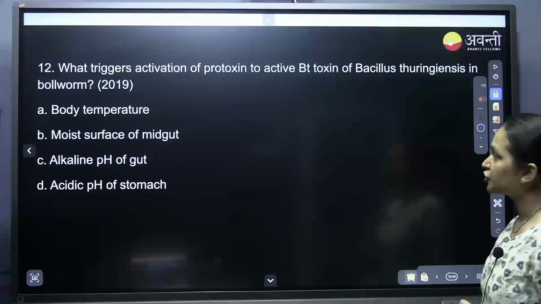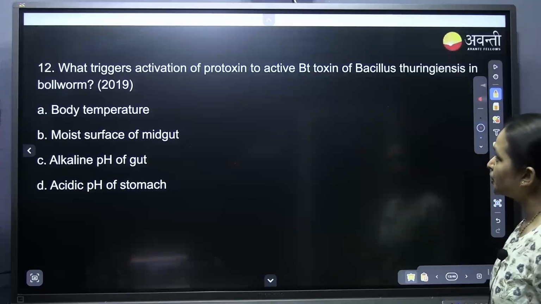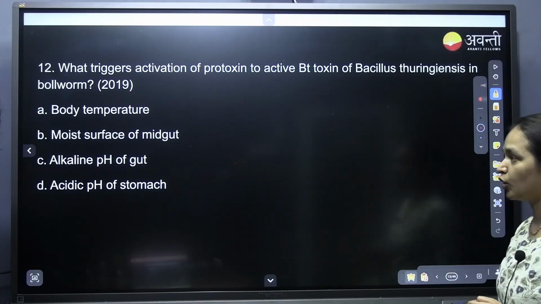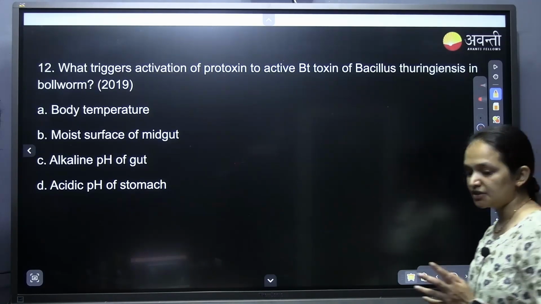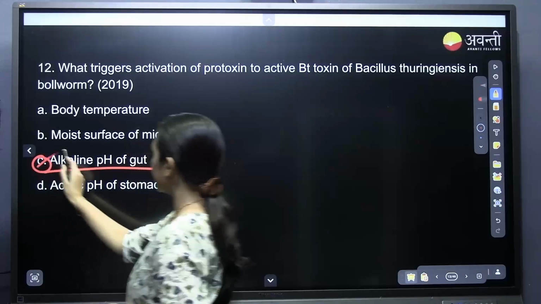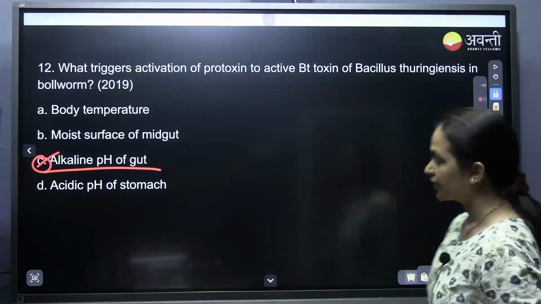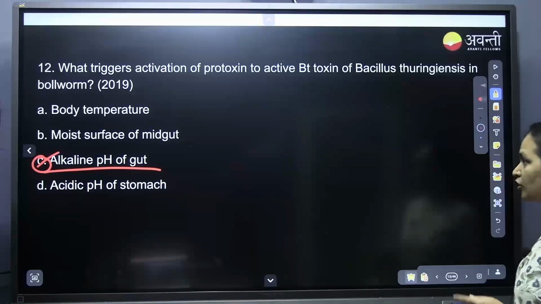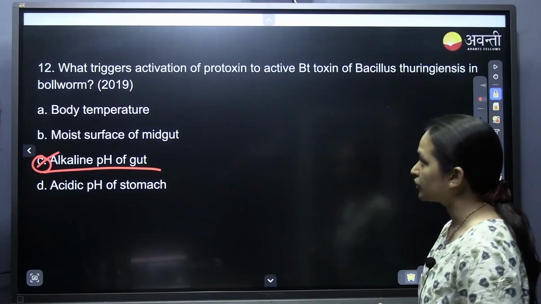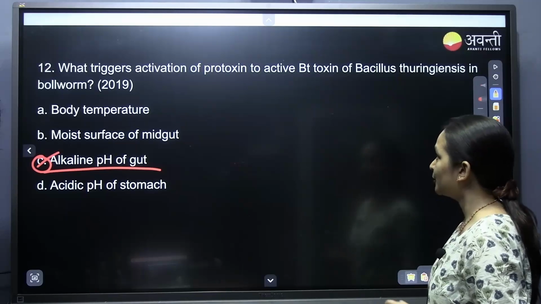What triggers activation of protoxin to active Bt toxin of Bacillus thuringiensis in bollworm? Easy. Alkaline pH of gut. Yes, easy. The gut of the bollworms has alkaline pH where the protoxin will be converted into active Bt toxin.